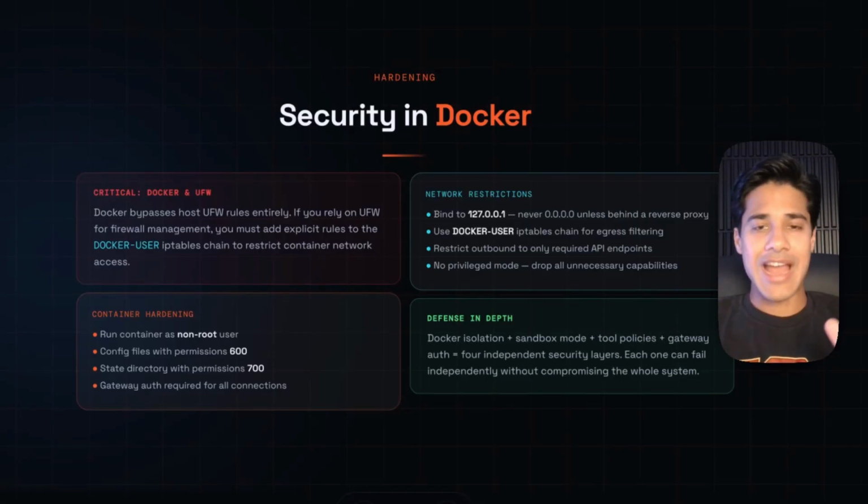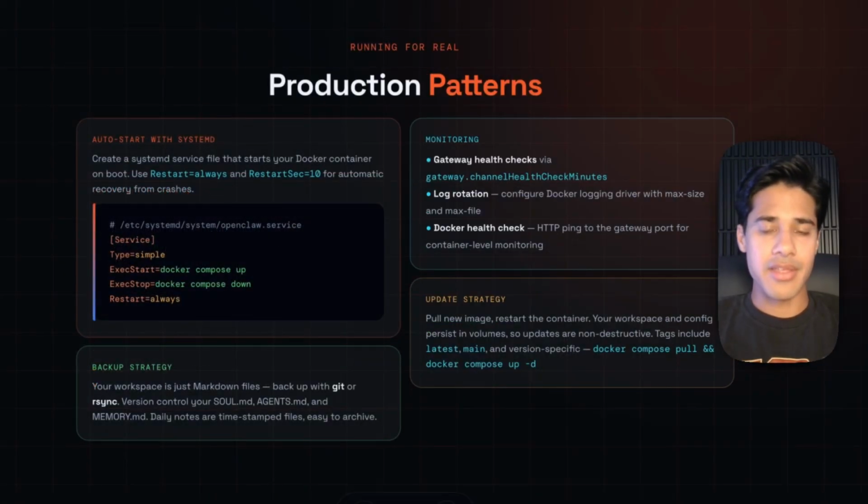Good news here is that when you stack Docker isolation with sandbox mode, tool policies from the agent's markdown file, and gateway auth, you get 4 independent security layers. Any one of them can fail without compromising the whole system. That's defense in depth. Running Docker in production means handling the things that don't matter in development. So: auto start, logging, backups, monitoring, and updates.